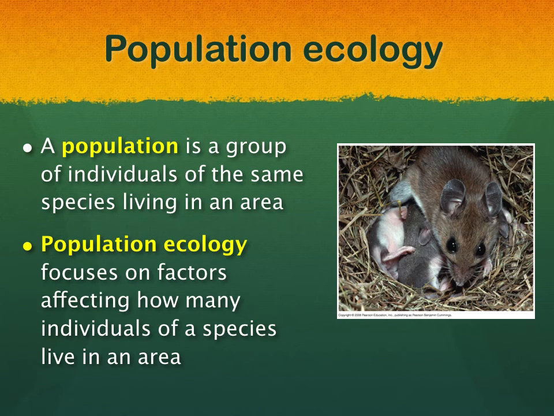We are going to look specifically at a few different areas of ecology. The first one is population ecology. A population is a group of individuals in the same species that live together in an area, and a person that studies population ecology will focus on factors affecting how many individuals are able to live in that area.